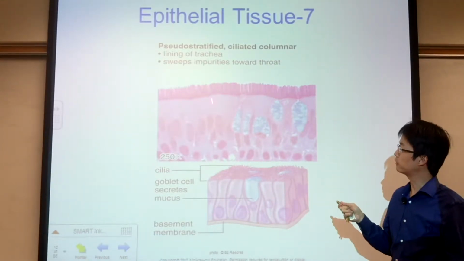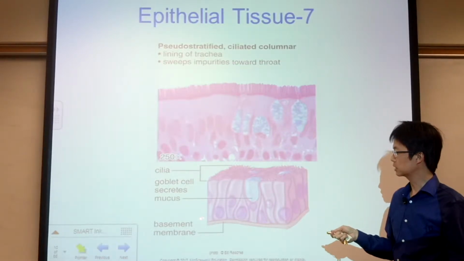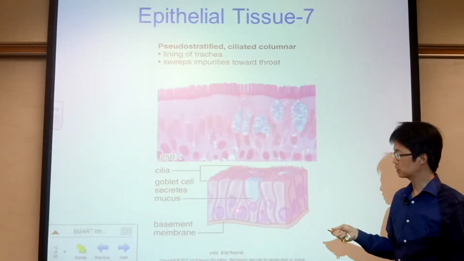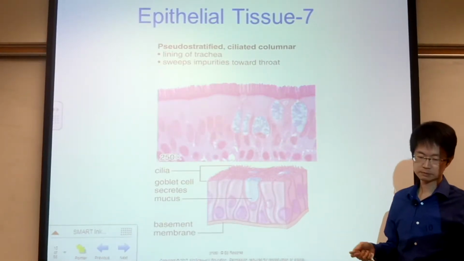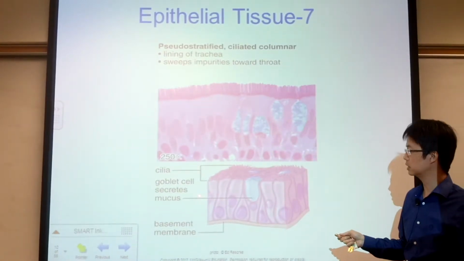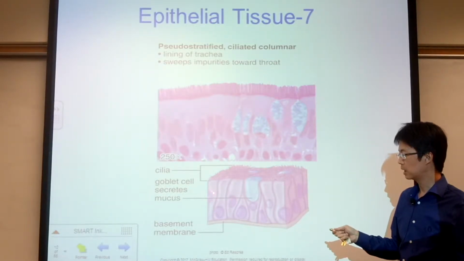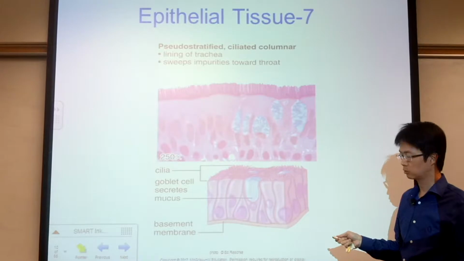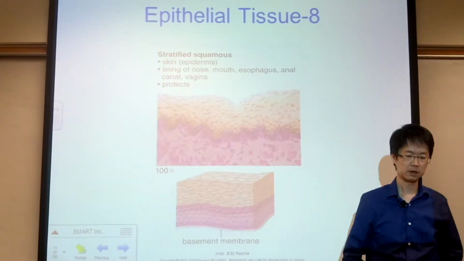It is pseudostratified because it's only one layer, because all the cells attach to the basal membrane, but it's just the way they are arranged looks like they are multiple layers. You can see that the nuclei do not line up into one straight line. Some nuclei are higher, some nuclei are lower, so that it makes them look like they are multiple layers.